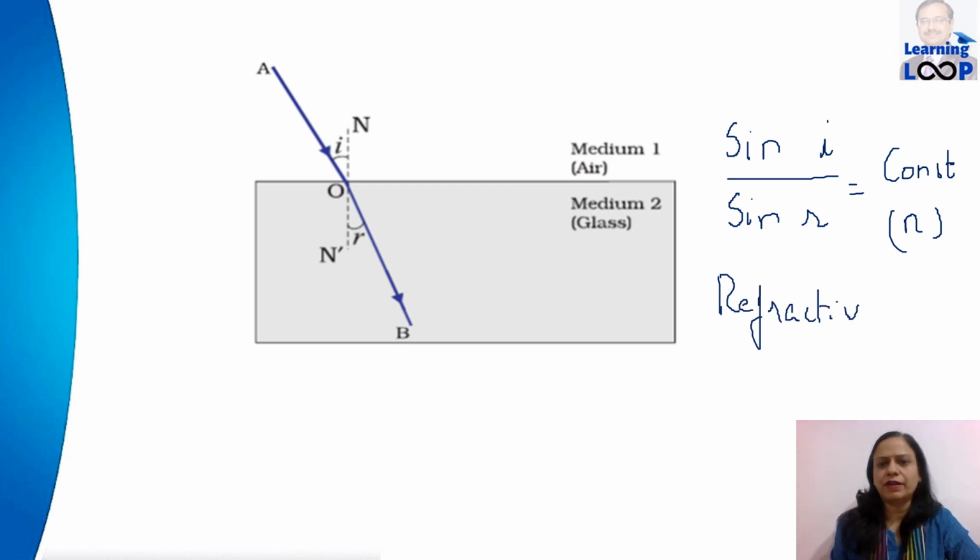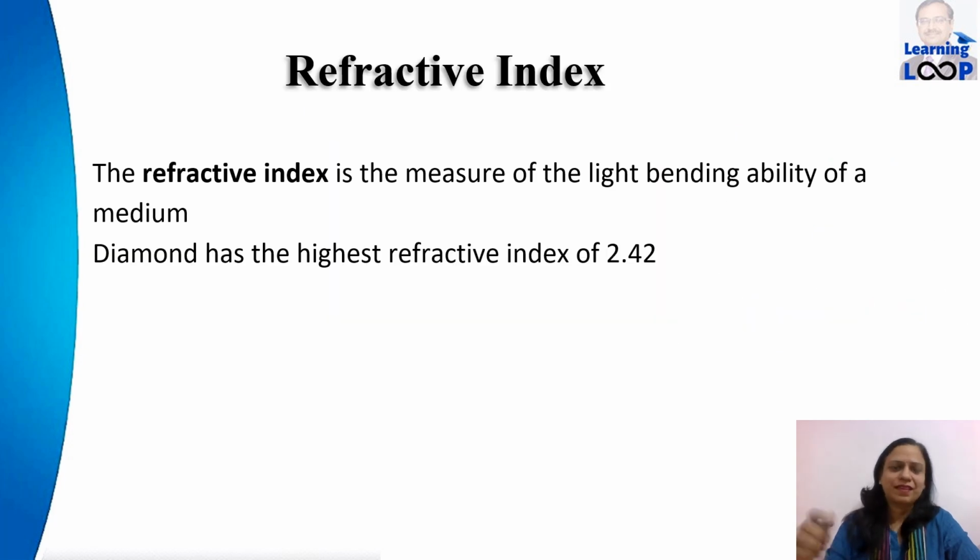That means whenever you calculate the ratio of sine i upon sine r, let us say between air and glass, you will always get the same value. The value will not change, and that value will give you the refractive index for these two media. So this is Snell's law, a very, very important topic for your exams, very frequently asked in the exam. Now let us understand what is refractive index.